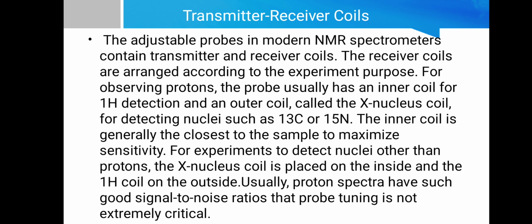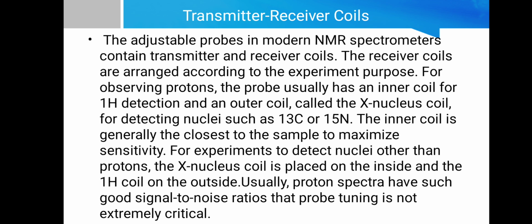Transmitter receiver coil. The adjustable probes in modern NMR spectrometers contain transmitter and receiver coils. The receiver coils are arranged according to the experiment purpose. For observing the protons, the probe usually has an inner coil for 1H detection and an outer coil called the X nucleus coil for detecting nuclei such as 13 carbon or 15 nitrogen. The inner coil is generally the closest to the sample to maximize the sensitivity.